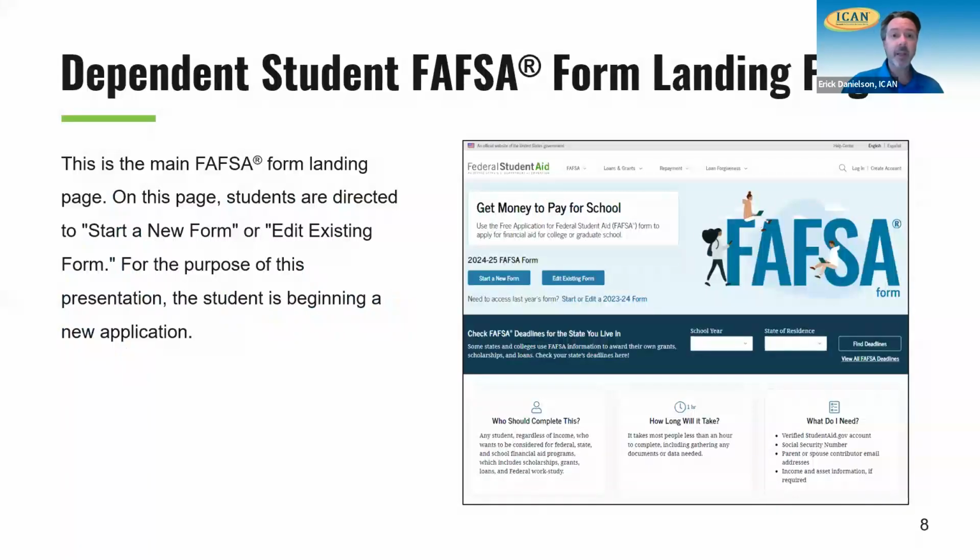So we're going to begin as if the student was beginning to fill out the FAFSA form and how it's going to look. The first thing, studentaid.gov is where you're going to go. It's going to look something like this, and you could sign in right away. The student could sign in with their FSA ID right away, or just click on start a new form. For 24-25, we click on starting a form, unless you've already started it, and then you can click edit existing form. But the majority of you will probably be starting a new form.